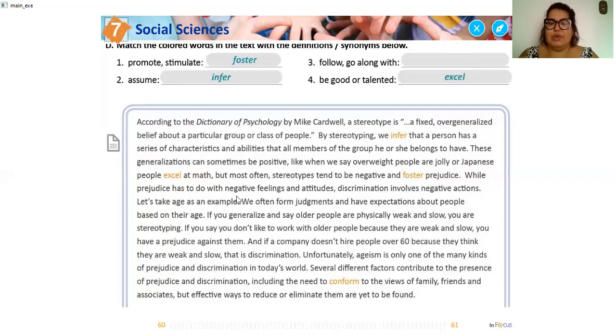While prejudice has to do with negative feelings and attitudes, discrimination involves negative actions. Let's take age as an example. We often form judgments and have expectations about people based on their age. If you generalize and say older people are physically weak and slow, you are stereotyping. If you say you don't like to work with older people because they are weak and slow, you have a prejudice against them. So, stereotype, prejudice. And if a company doesn't hire people over 60 because they think they are weak and slow, that is discrimination.